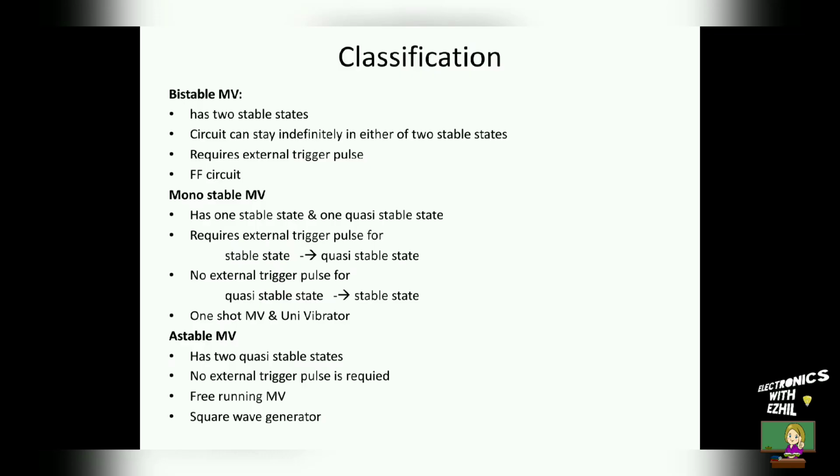The last one is astable multivibrator. Astable means no stable. It has two quasi-stable states. This circuit does not require any external trigger pulse to change its state from one quasi-stable state to another quasi-stable state. Hence it is called free-running multivibrator. This circuit is also called as square wave generator since it is generating square waveform at its output without the help of external trigger pulse.